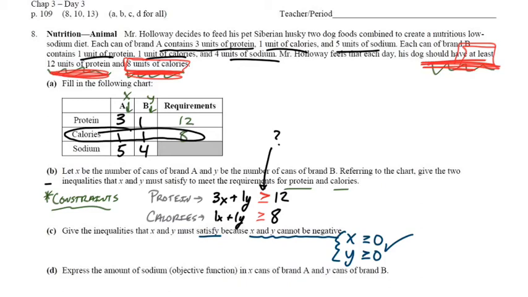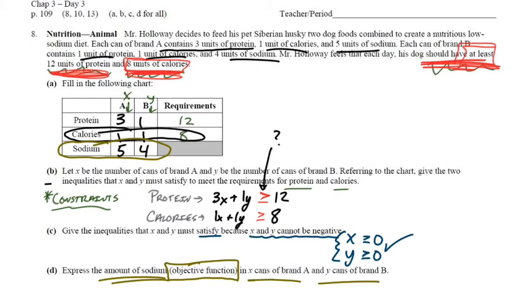And then the last part, part D, says express the amount of sodium, which in this case is our objective function, the dog's on a low-sodium diet, in X cans of brand A and Y cans of brand B. We can just look at the last row of our table for sodium. How about I use the letter S here? I think day 2 we used P for profit. I'm going to do letter S for sodium. We get 5 units of sodium from brand A and 4 units of sodium from brand B, and that would be our objective function in this case. And since the dog's on a low sodium diet, we'd like to get that sodium count to be as small as possible.